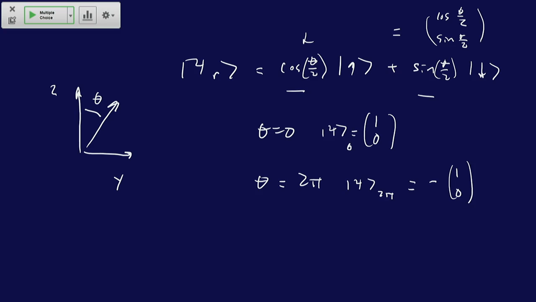And that comes from these factors of theta over 2 in here. So there's this discrepancy between the actual rotation I'm making in space and the rotation that my state vector is using. In fact, to get back to the original state vector, I need to rotate it 4 pi.